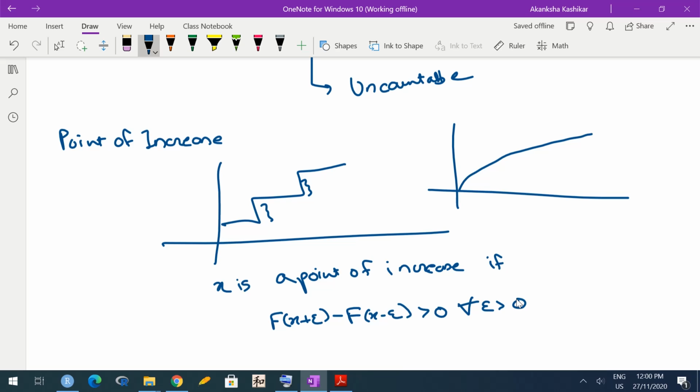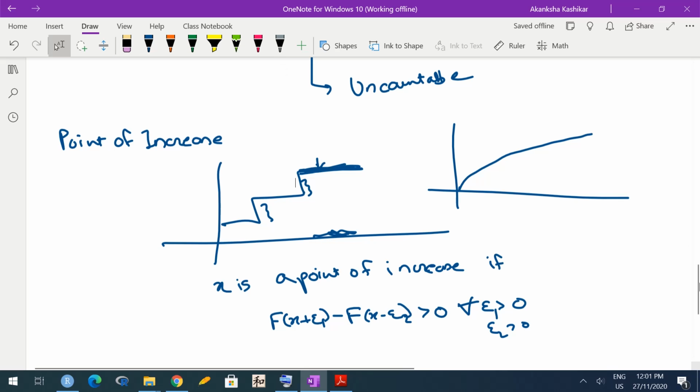This means if you take any point to the right side of x and any point to the left side of x, the difference between the CDF at these 2 points is always positive, for every pair. In fact, you can also have epsilon 1 and epsilon 2; they don't have to be the same epsilons. Still it works. So as soon as you go slightly right and slightly left, there is always a difference, then you say it's a point of increase. So points of discontinuity are definitely points of increase because this gap is always positive, but some points of continuity can also be points of increase. Here these are points of continuity, but they are not points of increase because the distribution function is flat there. So every point of discontinuity is a point of increase, but every point of increase need not be a point of discontinuity.